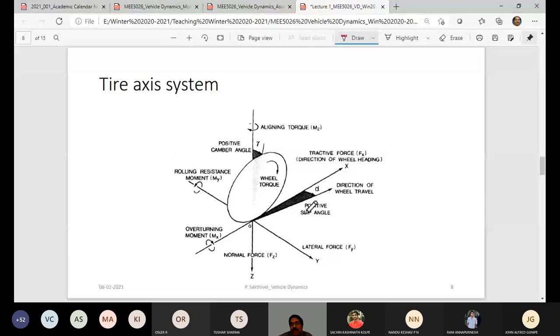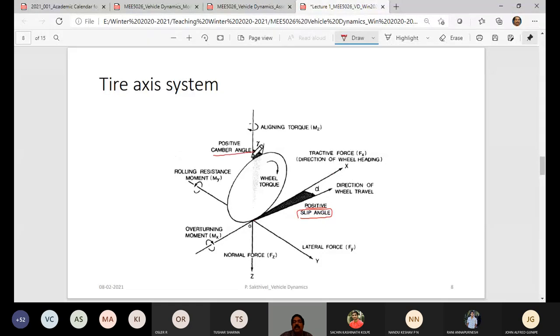Why the slip angle? How is it manifested? We'll see all that later. But this is a very important angle, which is mandatory for our tire contact patch to appear. And you see this is also not exactly perpendicular to the ground. It is at an angle here called gamma, which is called the camber angle.